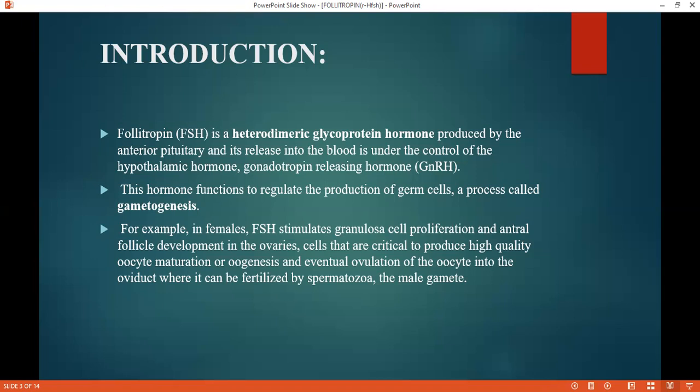For example, in females, FSH stimulates granulosa cell proliferation and antral follicle development in the ovary, cells that are critical to produce high quality oocyte maturation, oogenesis and eventual ovulation of the oocyte into the oviduct, where it can be fertilized by spermatozoa, the male gamete.